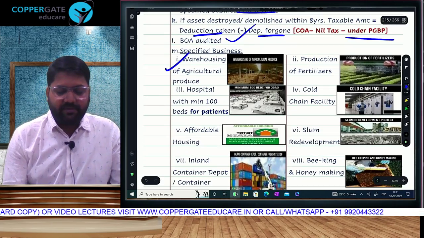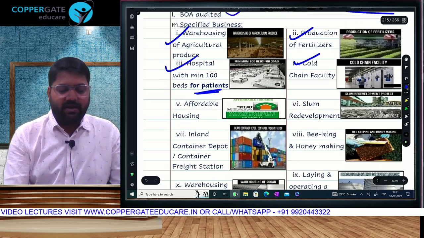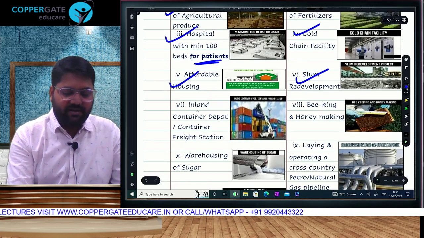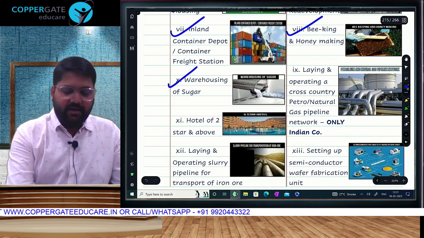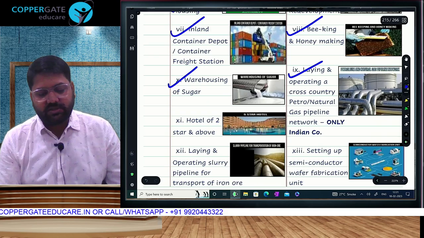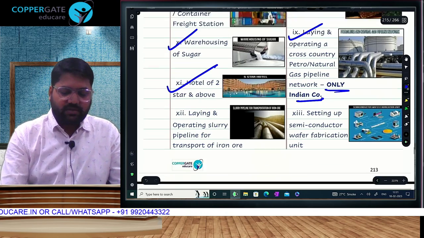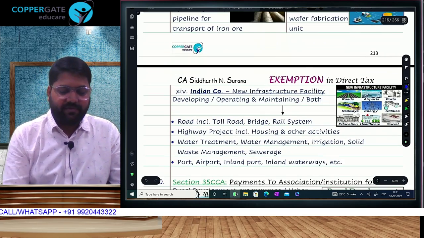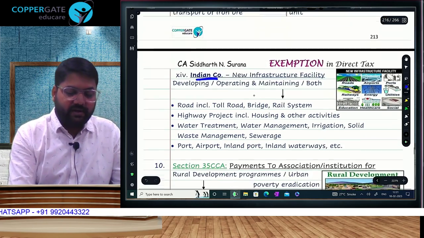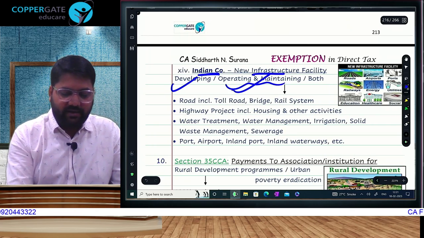Warehousing of agricultural produce, cold chain facility, production of fertilizer, hospital, but minimum 100 beds for patient, affordable housing, slum redevelopment, inland container depot, container freight station, beekeeping, honey making, warehousing of sugar, laying and operating cross-country petroleum and natural gas pipeline, but this is only for Indian company, hotel of 2-star and above, a slurry pipeline for transportation of iron ore, semiconductor wafer fabrication unit, and again only for Indian company, new infrastructure facility, if you develop it, or if you operate and maintain it, or if you do both.